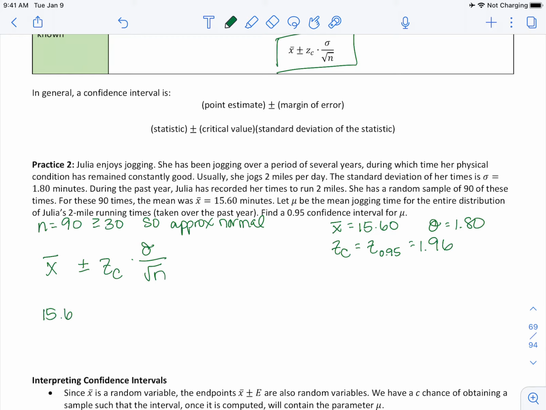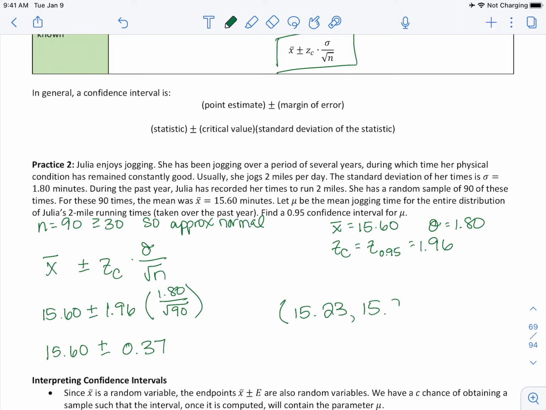So our confidence interval formula is X bar plus or minus ZC times sigma divided by root n. We have 15.60 plus or minus 1.96 times 1.80 divided by root 90. So this gives us 15.60 plus or minus 0.37. To get the lower bound, I do 15.60 minus 0.37, which gives me 15.23. To get the upper bound, I do 15.60 plus 0.37, which is 15.97. And this is my confidence interval.